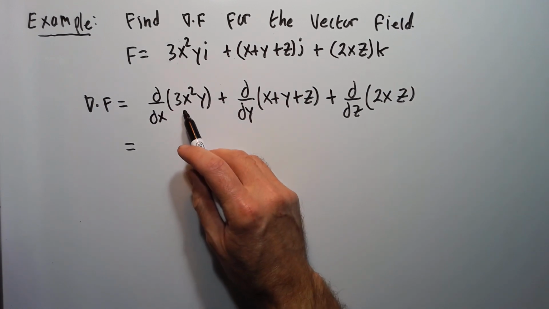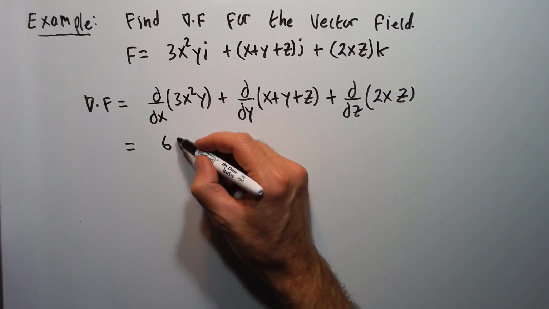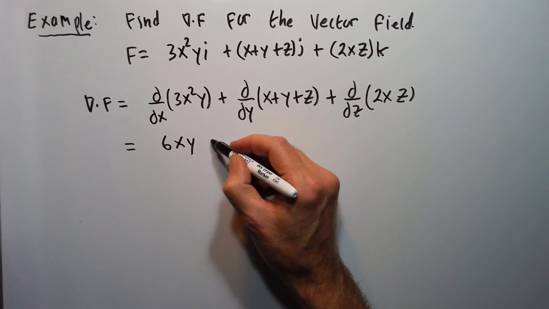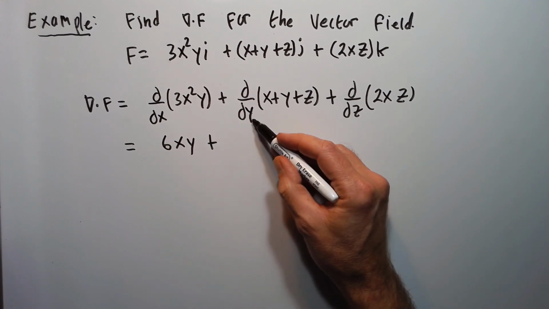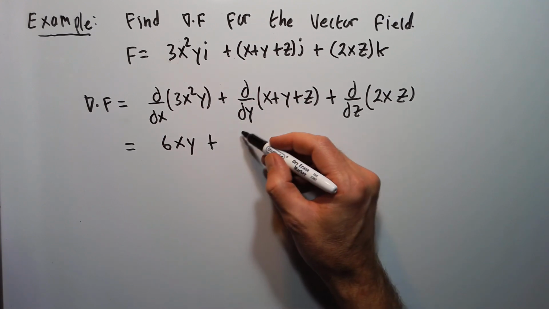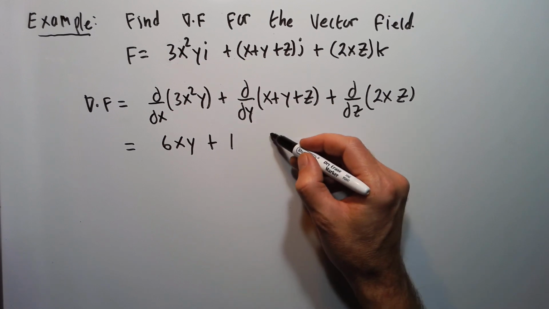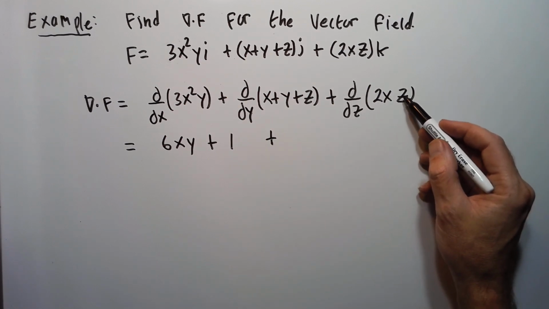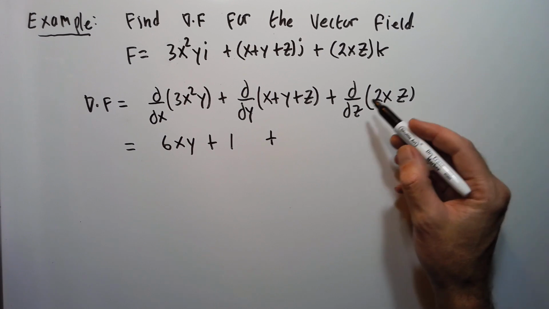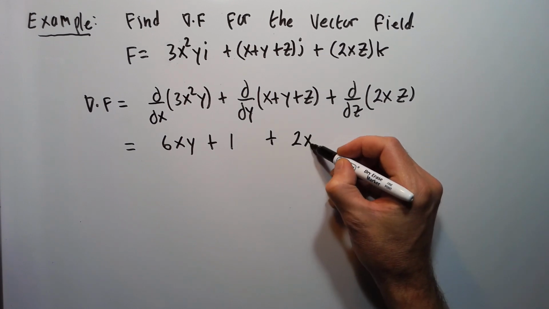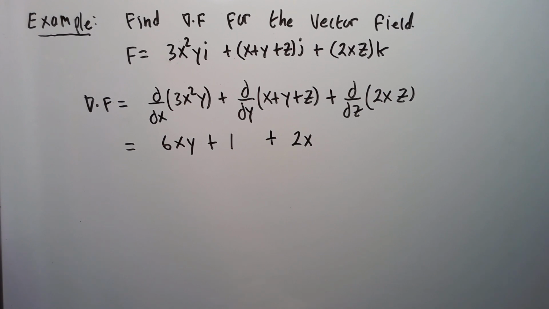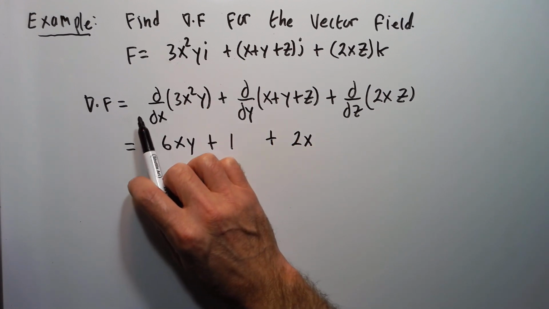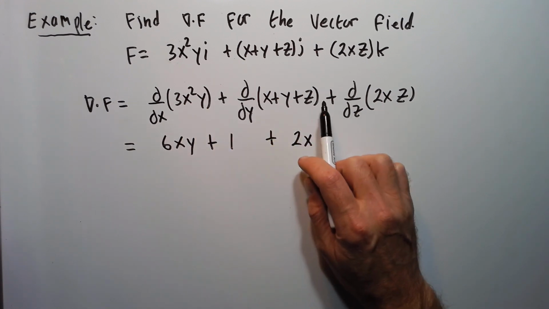So derivative of this with respect to x will be 6xy. Derivative of this with respect to y, the derivative of y is 1, so just 1. And derivative of this with respect to z, the derivative of z is 1, so it'll be 2x. So this will be our answer. Note when you do the divergence, there's no i's, j's, and k's anymore.